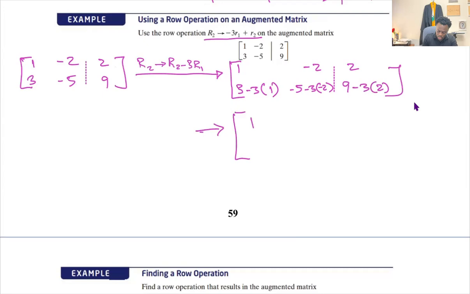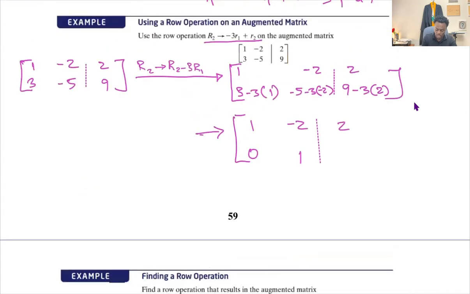Then we can solve it to get the first row remains the same, 1, -2, and 2. And then here, that is 0. And that is 1, because that's -5 plus 6, 1. And then that is 9 minus 6, that is 3. So that's it. We performed this row operation to get this new augmented matrix. And also, if you perform one of these operations, it creates a new augmented matrix equivalent to the previous one.